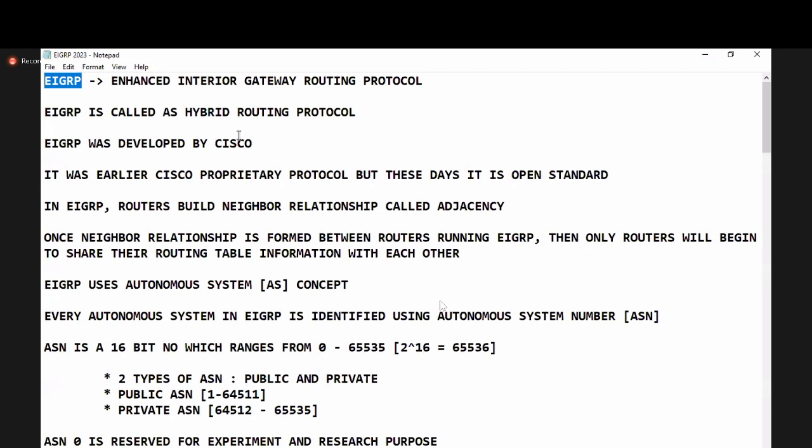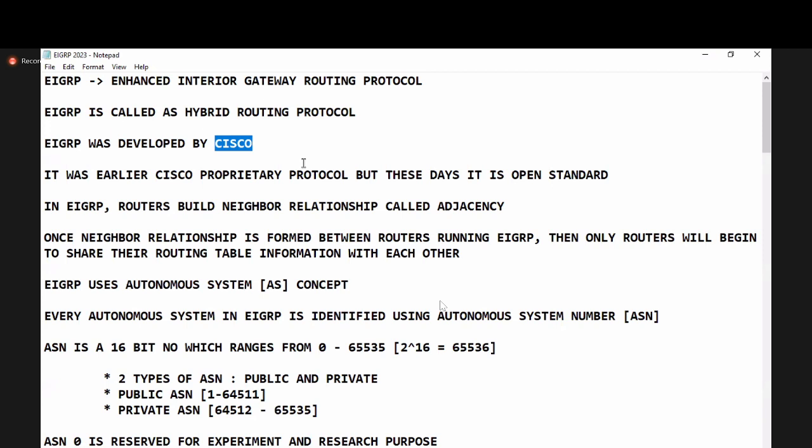Means when you configure it, from that point onwards, it will start to calculate the best route to go to the destination networks. So when we talk about dynamic routing protocols, this one, since it performs the routing very fast, that is why we call it hybrid.